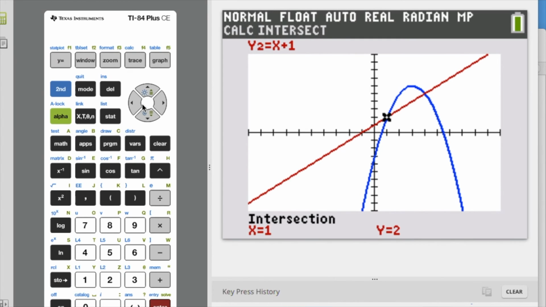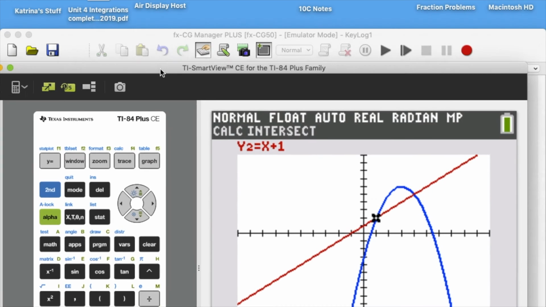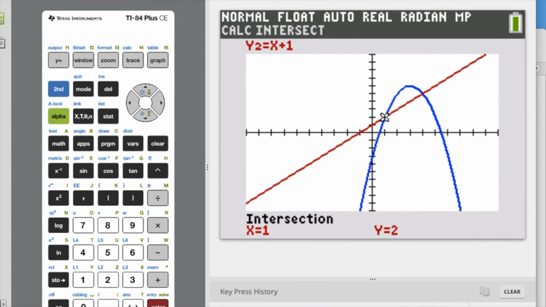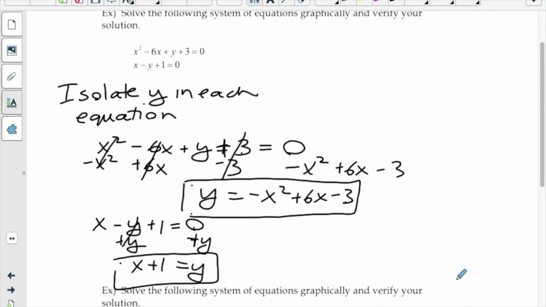Okay? So actually, let's do a little sketch of that in our notes. Okay, so when we graph this, we get something that looks like this.